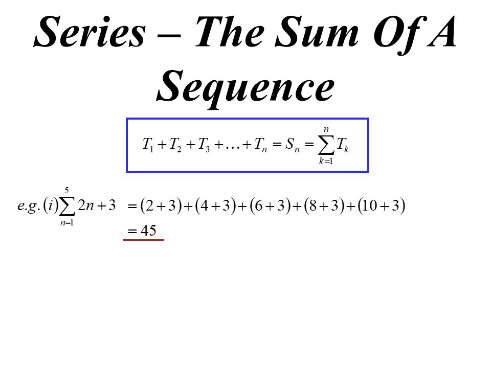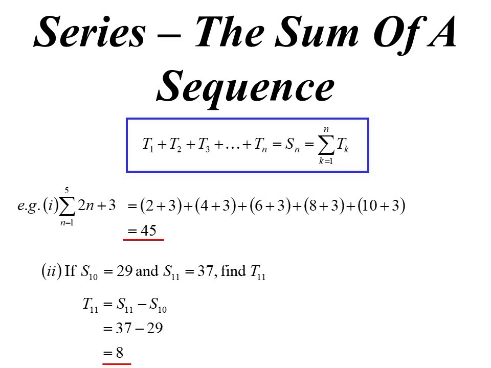Mind you, if I've got a large amount, that could take some time, and this one's even trickier because I don't know the general term here. I know that the sum to 10 terms is 29, and the sum to 11 terms is 37. What's the 11th term? Actually, I don't need to know all the other ones, because if we create the series by just simply adding the next term on, then the difference between the sum of the 10 terms and the sum of the 11 terms must be the 11th term. We've just added it on. So I can just subtract. And so it turns out to be 8.